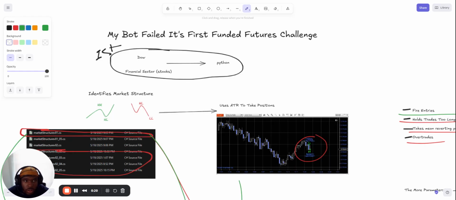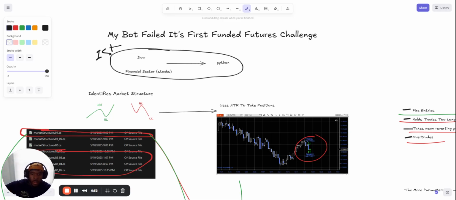So first off, this second bot that I made is an iteration on the first one. The first bot was meant to trade the US 30, the Dow Jones futures, which is YM, and it used the financial sector stocks within the Dow Jones to determine whether we buy or sell at a specific moment. And this was run through Python, meaning that it was outside of my trading platform.